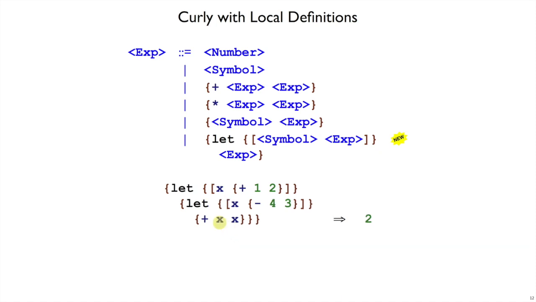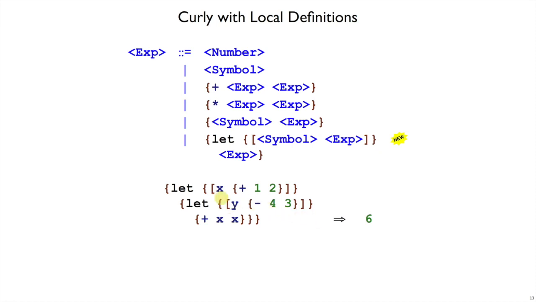What happens if I have nested lets like this? After all, a let has an expression in its body, so that could be another let. I might have something like let x be plus 1, 2, and then let x be minus 4, 3, and then use that x inside. So this x is inside both of these let bodies. Which x do I mean? The intent here is that x refers to the closest binding of x, that this x definition effectively hides this one from its body. So x here stands for 1, and that's why I add 1 plus 1 to get 2.